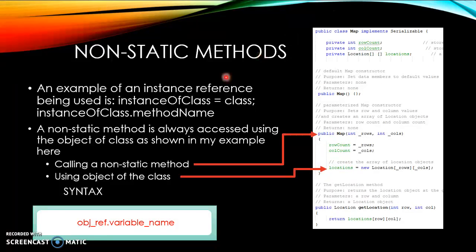A non-static method is always accessed using the object of the class, shown here. This is the calling of the non-static method using the object of the class. And this would be the syntax for that.